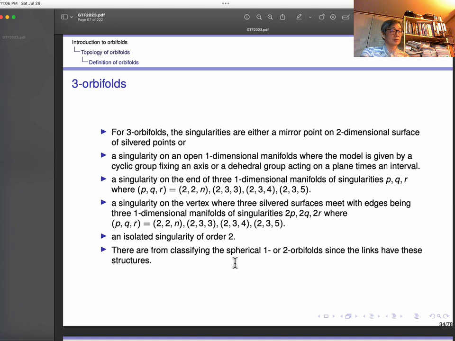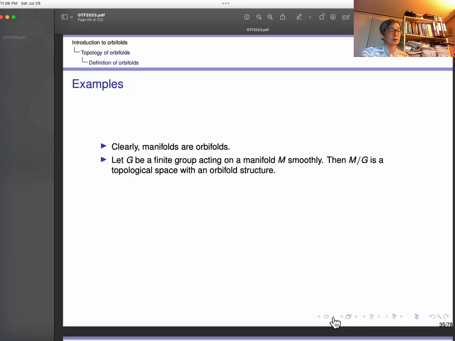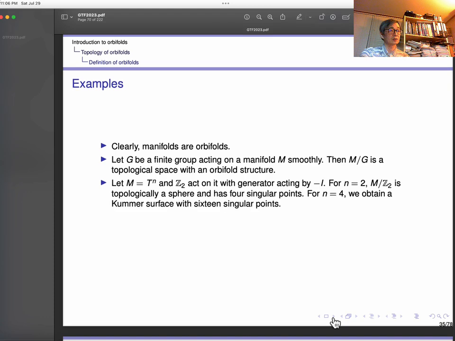So these come from classifying spherical one- or two-orbifolds, since links have these spherical structures. Examples of orbifolds: manifolds are orbifolds, and let G be a finite group acting smoothly on a manifold M, then M mod G is a topological space with the orbifold structure.